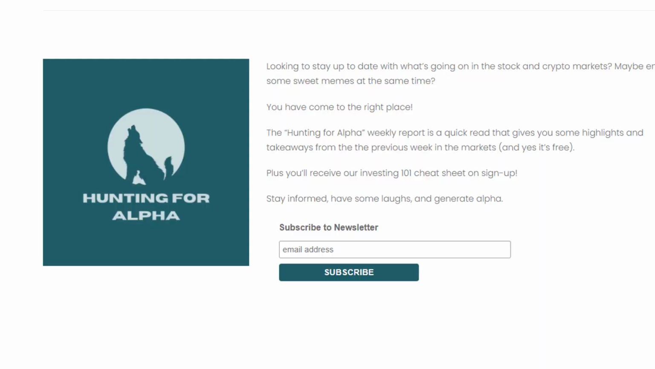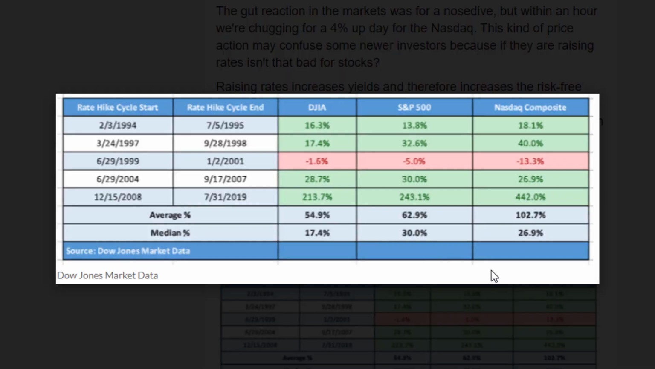Once the rate hike cycle starts, you actually still see a positive average return. And I think this is one of those things where the Fed has been indicating that the rate hikes will start a while back. And when that happens is when the market actually digests the information and you have a little bit of sell the rumor, buy the news.